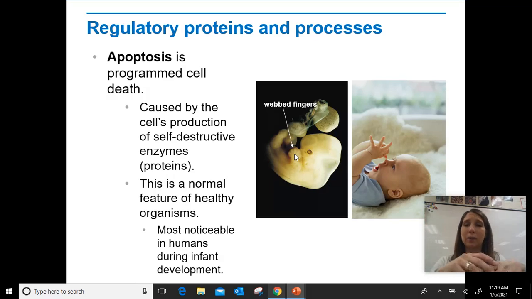However, around the time that the baby is supposed to be born and development is reaching its peak and is almost done, that webbing is going to go away, and it goes away through apoptosis.